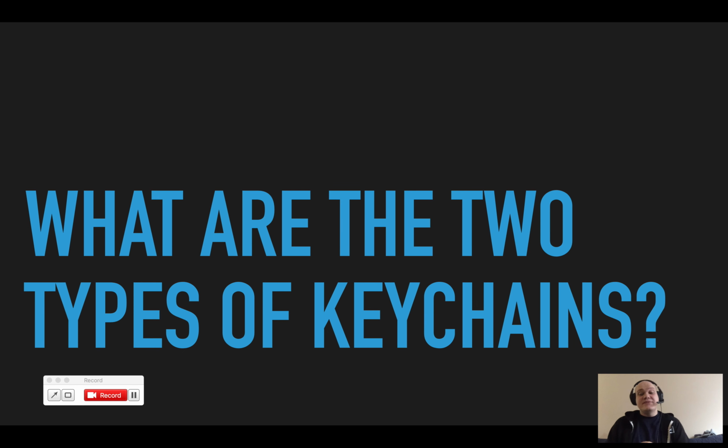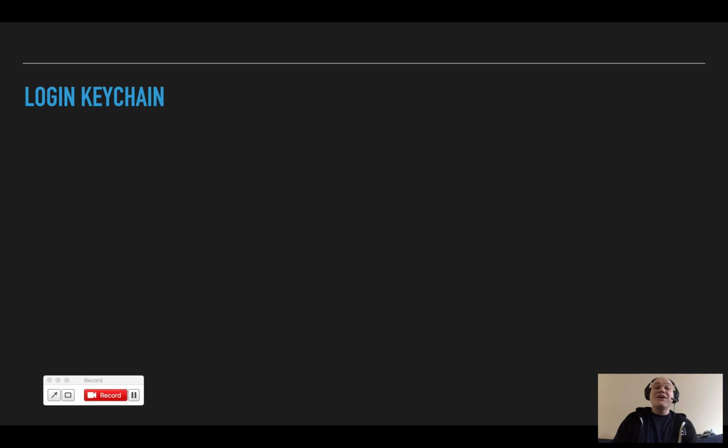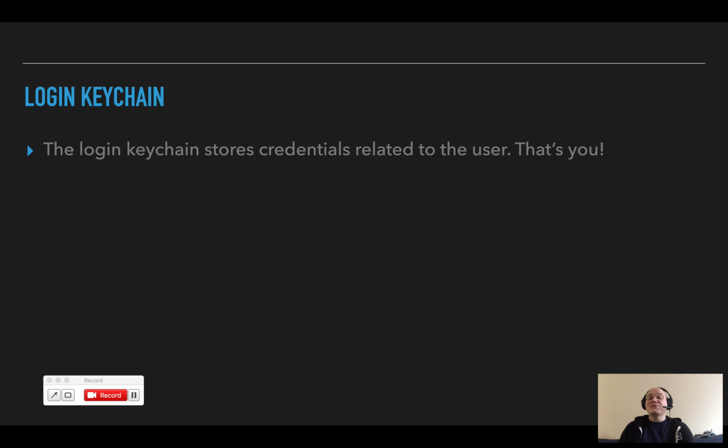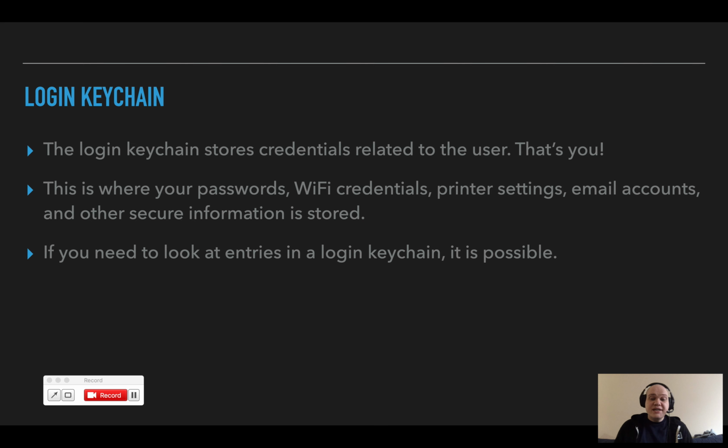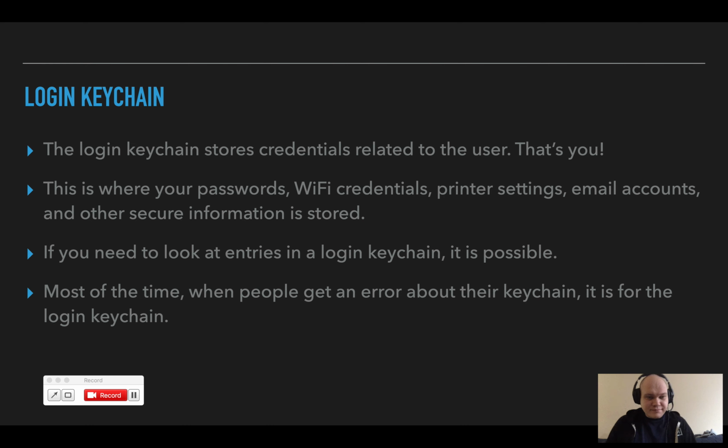So what are the two types of keychains? First, there is the login keychain. The login keychain stores credentials that are related to the user, you. So, important stuff that is just for you: your network security token, your password you saved in Outlook, stuff like that. This is where your passwords, Wi-Fi credentials, printer settings, email accounts, and all that kind of stuff get stored. If you need to look at entries in the login keychain, it's possible. We'll get into that. If you need to know what your password is for your email, you can find it. Most of the time, when people get errors about keychains, it's for the login keychain.